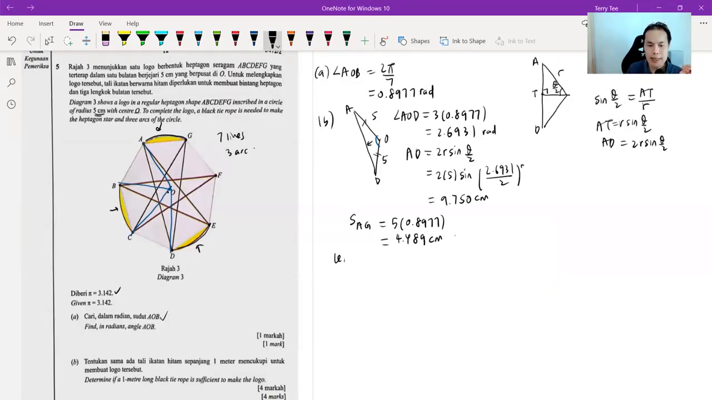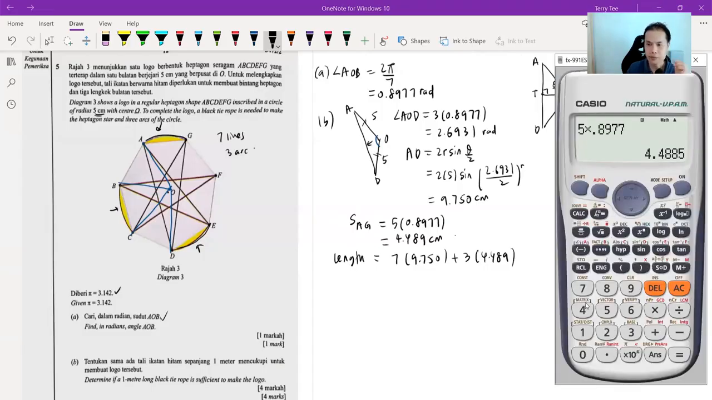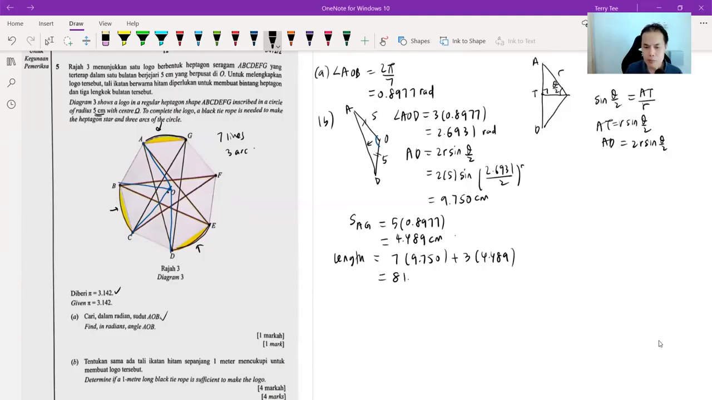So the length of the rope that I need is 7 times of 9.750, 7 times of AD, right? And then 3 times of your arc, 4.489. So let's count. 7 times 9.75, and then 3 times of 4.489. There you go. 81.72. I think if you use 81.72, okay, let's see if I use more decimal points.